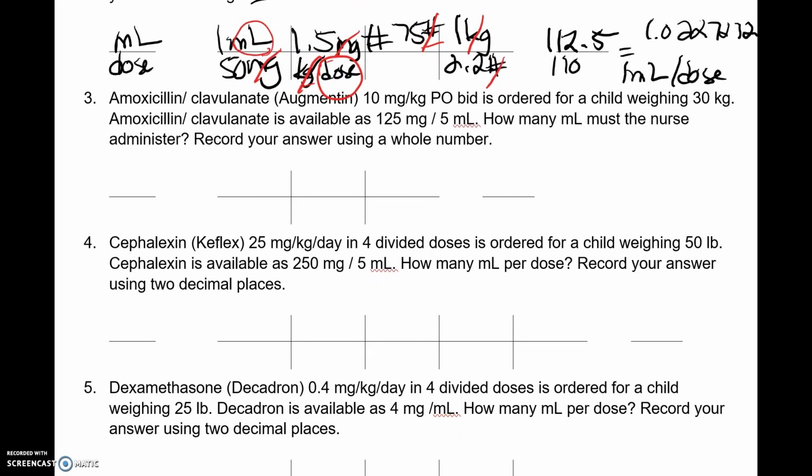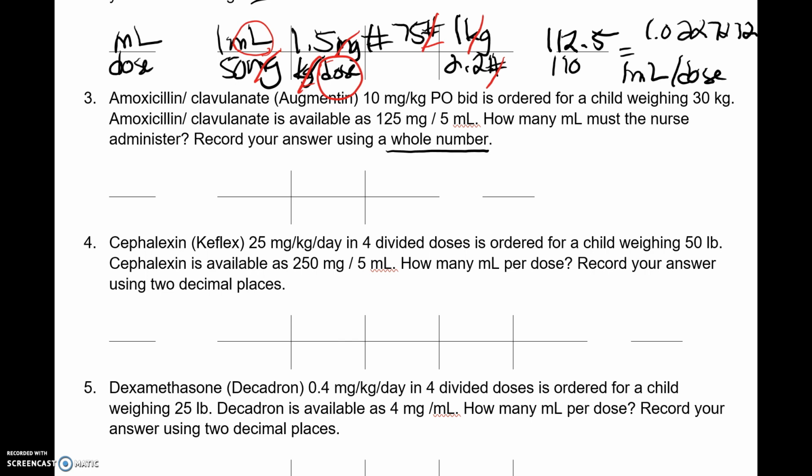Amoxicillin clavulanate, or Augmentin, is ordered at 10 milligrams per kilogram PO for a child weighing 30 kilograms. Amoxicillin clavulanate is available as 125 milligrams per 5 mLs. How many mLs will the nurse administer? Record your answer using a whole number.